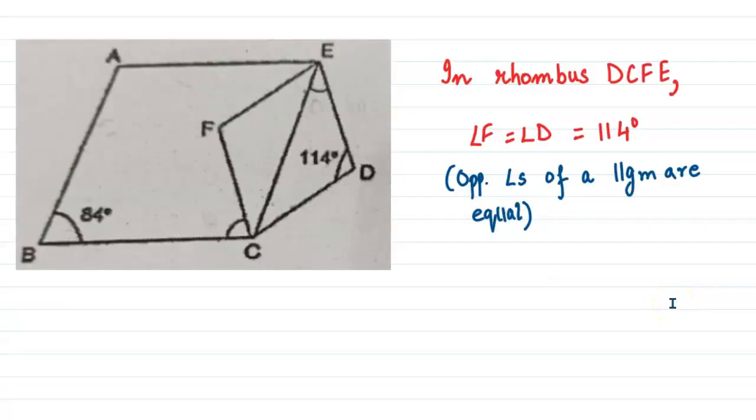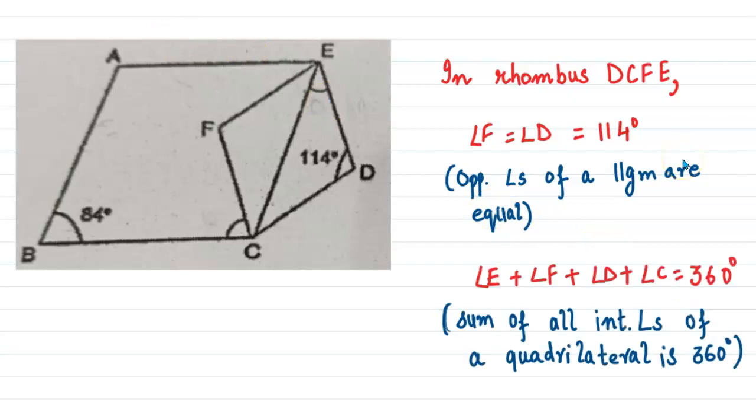So now look at rhombus DCFE. Angle F will be equal to angle D because these are opposite angles and both these angles will be equal to 114. So rhombus is a parallelogram. All properties of a parallelogram are going to apply over here, and opposite angles of a parallelogram are equal. So angle F is equal to 114. Now let's look at the next step.